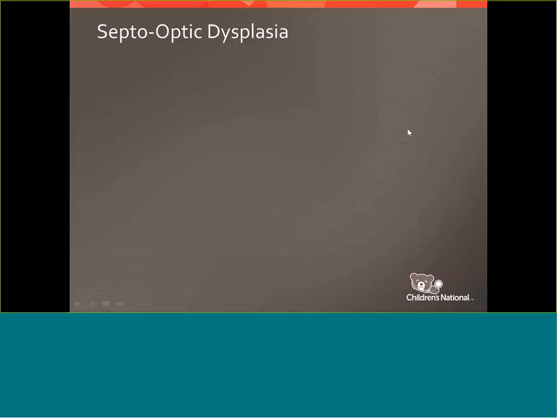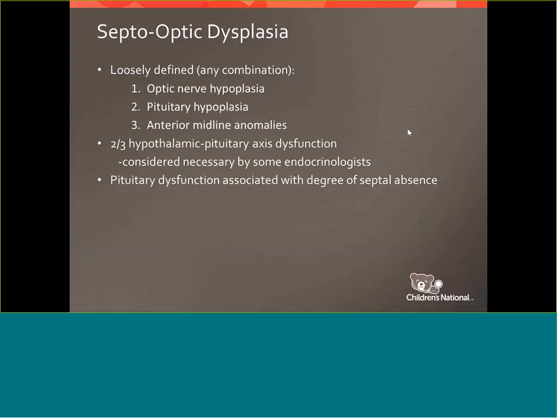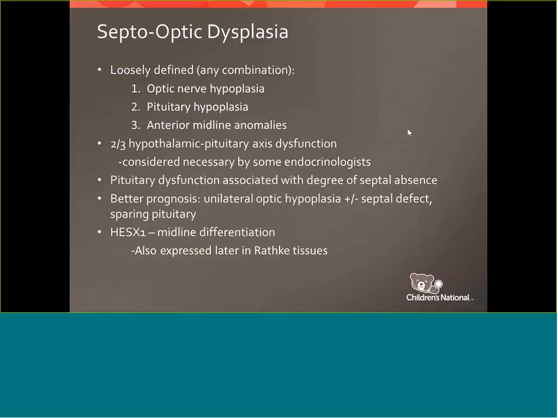So again, this is loosely defined by optic nerve hypoplasia, pituitary hypoplasia, anterior midline anomalies, and two-thirds have hypothalamic pituitary axis dysfunction. Some endocrinologists consider this necessary for the diagnosis. The pituitary dysfunction is associated with a degree of septal absence, and it seems to also be associated with prognosis. So if the pituitary is spared, the prognosis is better. HESX1 defect is common here, which is associated with other midline anomalies. It's also expressed in Rathke's tissue.